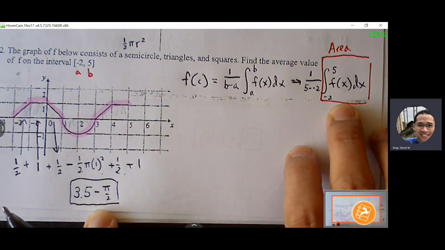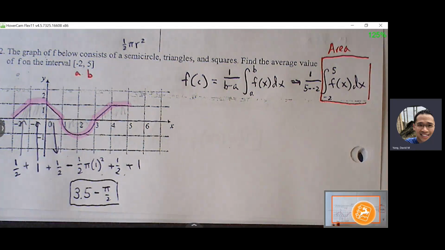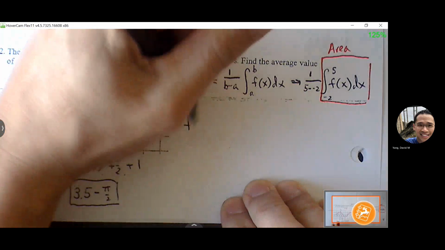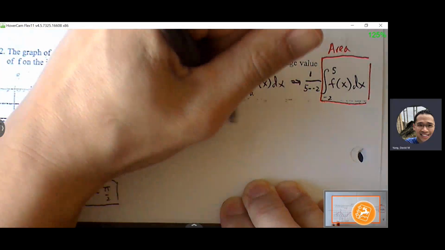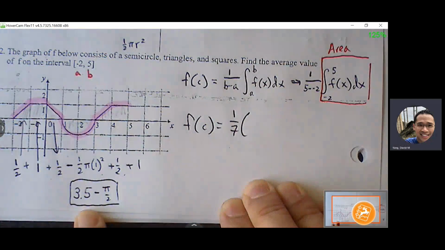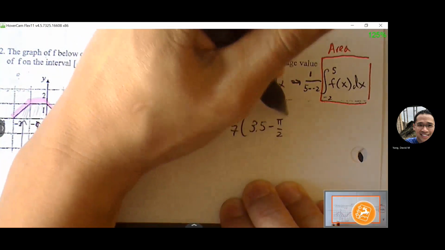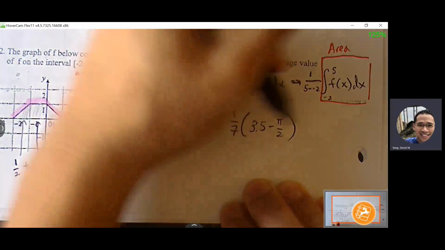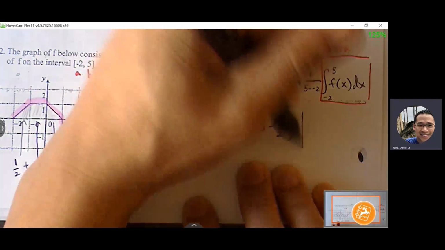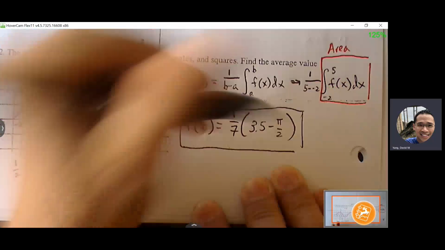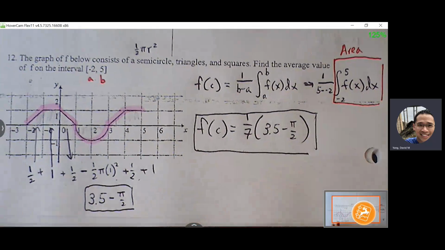Okay, everybody okay with what we've done so far? Okay, so now we can find the average value, f of c. I have the 1/7 sitting here, and then the 3.5 minus pi over 2. You can distribute through. If you have a numeric representation of the answer, that's good enough.